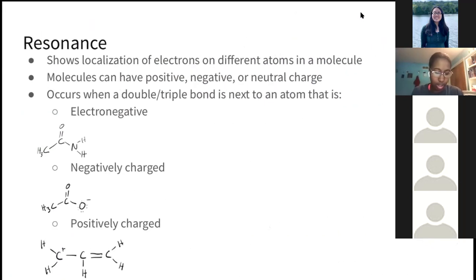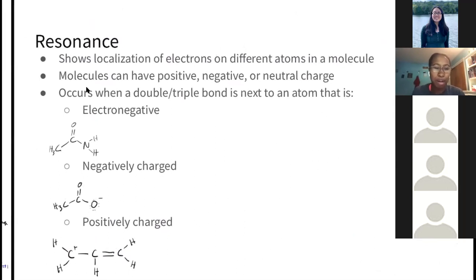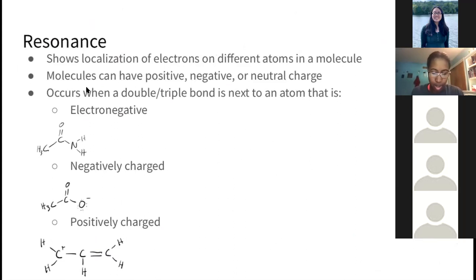Let's move along a little bit and talk about resonance, which is going to become a big part of your life for the next year. So resonance is used to show the delocalization of electrons on different atoms in a molecule.